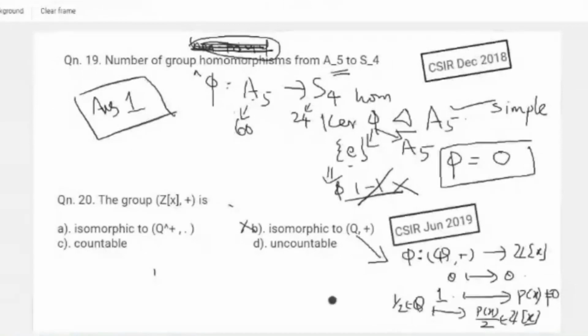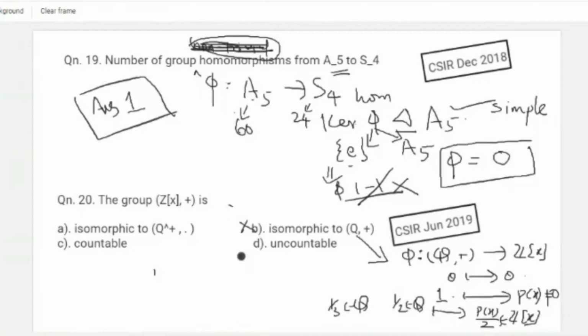Similarly, 1/3 is a member of Q. So the image of 1/3 must be P(x)/3 because it preserves the group structure, if it is an isomorphism. For P(x)/3 to be an element of Z[x], 3 must divide all the coefficients of P(x). In this way, every positive integer must divide the coefficients of P, which is not possible. So there cannot be an isomorphism between Z[x] under addition and Q under addition.